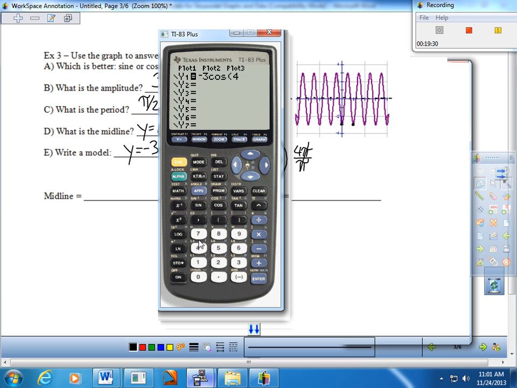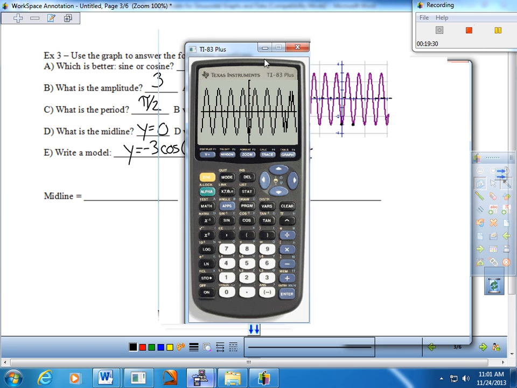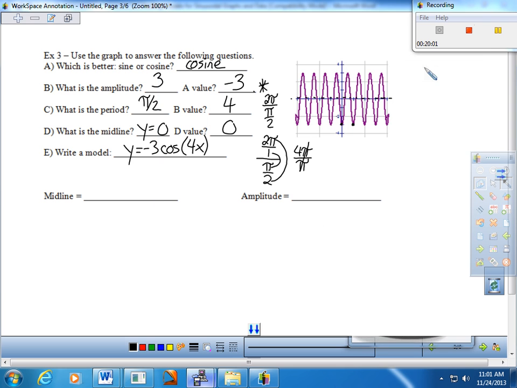Okay, and 4x. And there you go. Matches up pretty well. Good deal. All righty. So seeing these three scenarios, and we'll summarize in just a second. So we've got max to max, min to min, and midline to midline.